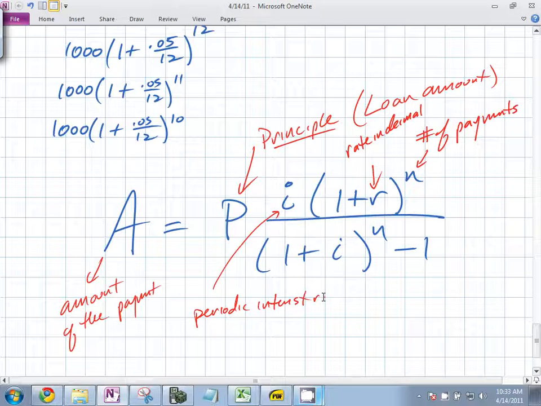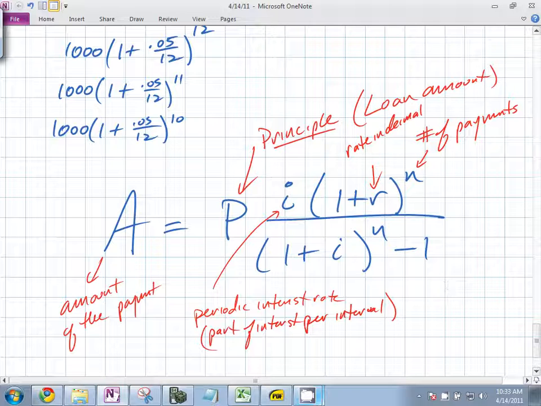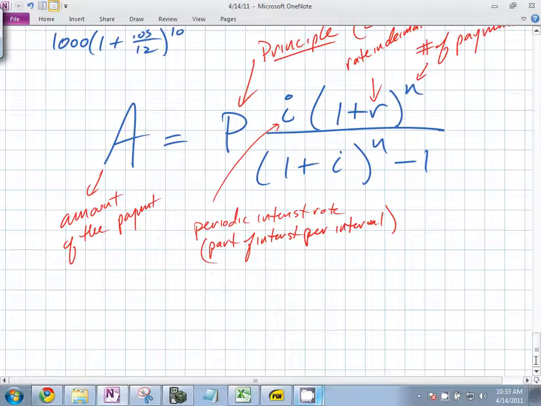Now I, this is the one thing, we're calling this the periodic interest rate. What that means is that's R over, so for example, periodic interest rate would be the interest rate divided by 12 if you were doing monthly payments. So it's the part of interest per interval. What's the most common interval on amortization? Like when you're amortizing a loan, what's the most common interval? Car loans are usually what? Home loans you pay by every what? Every month. Monthly is going to be the most common one by far.